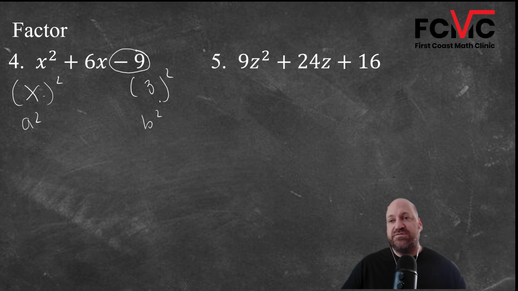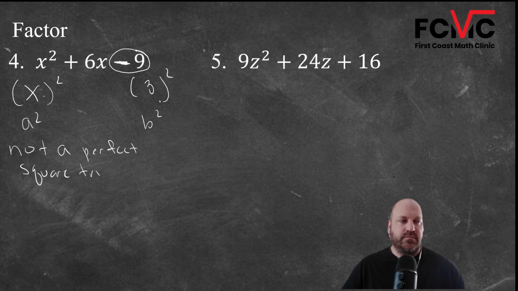Our first and last terms have to be perfect squares, and they also have to be positive. Because this is minus 9, this is not going to be a perfect square trinomial. Since this is subtraction, this is minus 9. This is not a perfect square trinomial, and we're not going to be able to factor this. So number 4 is not a perfect square trinomial. Again, because that last term is subtraction, it's minus, it has to be plus. Let's move on to number 5.